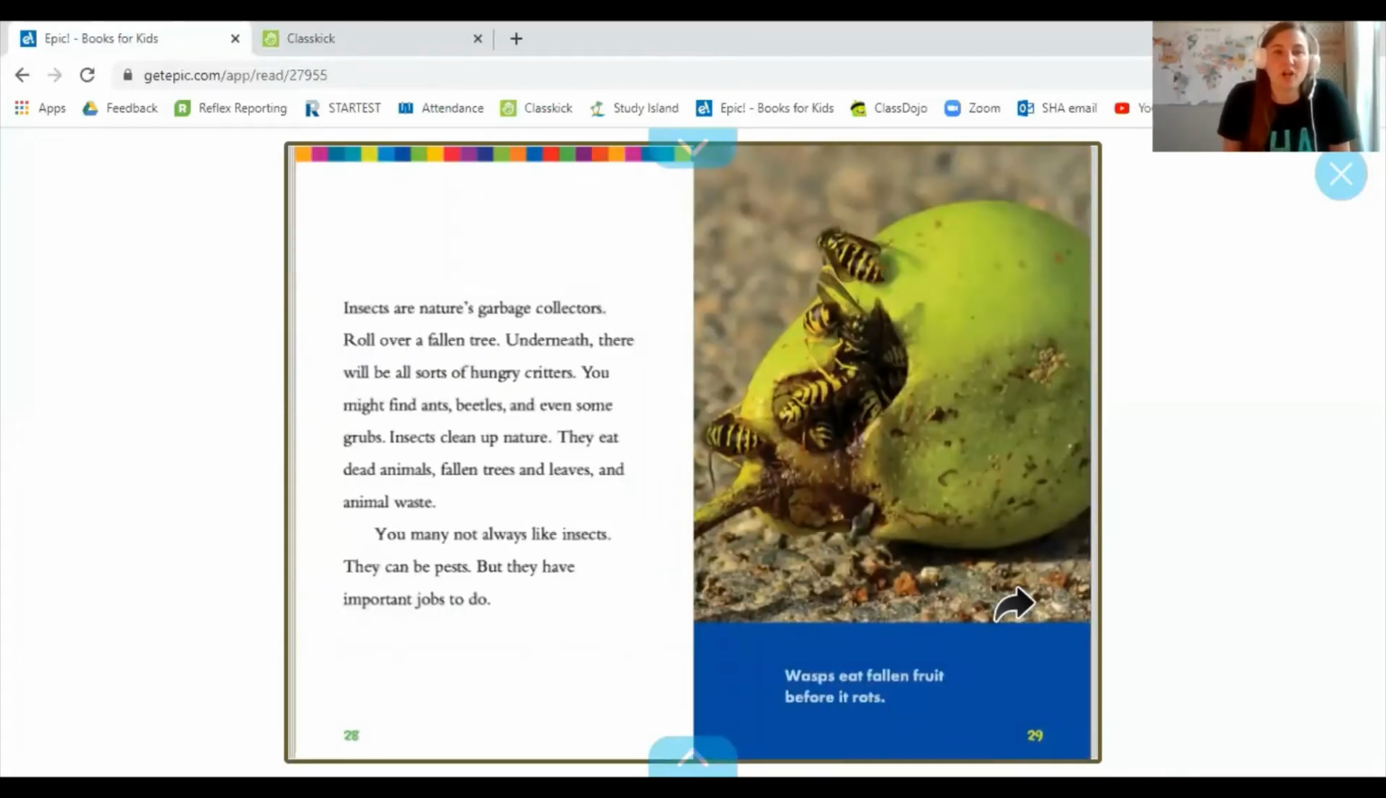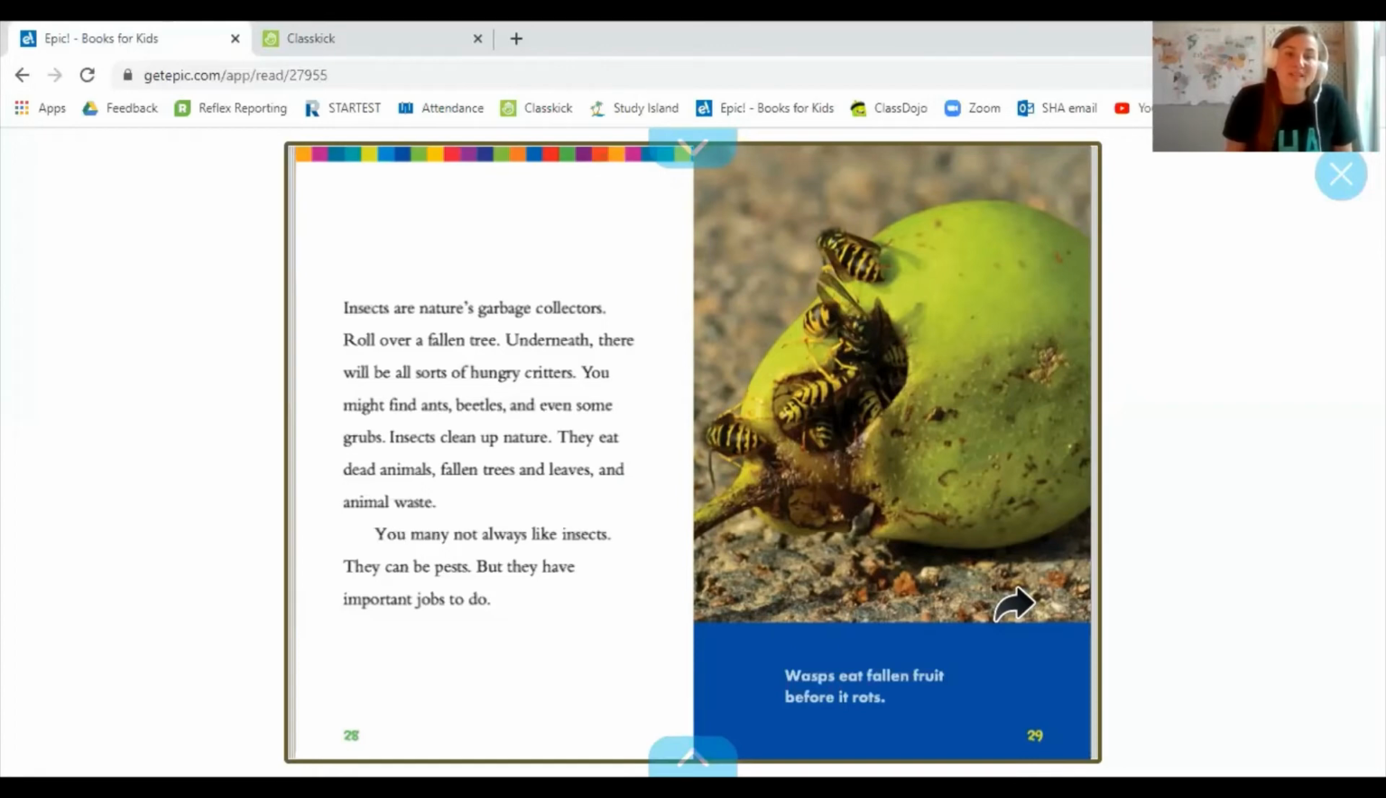Insects are nature's garbage collectors. Roll over a fallen tree. Underneath, there will be all sorts of hungry critters. You might find ants, beetles, and even some grubs. Insects clean up nature. They eat dead animals, fallen trees and leaves, and animal waste.